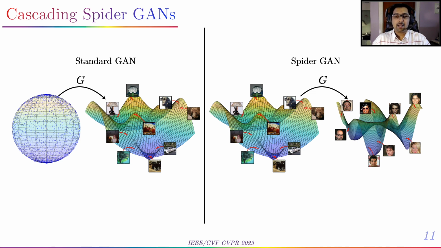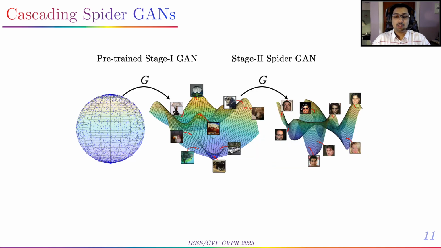A major advantage of SpiderGANs is the novel transfer learning framework we propose in terms of cascading SpiderGANs. Given any pre-trained GAN whose output distribution is a friendly neighbor of a target, the output of that stage 1 pre-trained GAN can be used as the input to a stage 2 SpiderGAN. Essentially, no pre-trained GAN gets left behind and can serve to accelerate training brand new GANs.